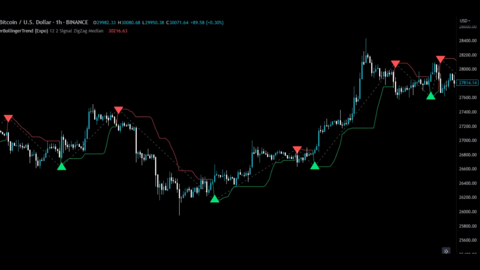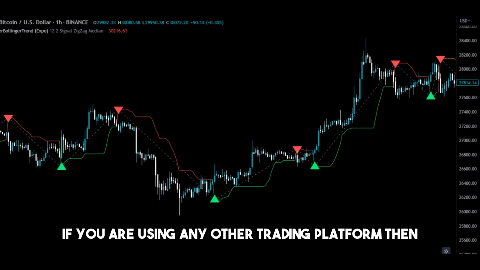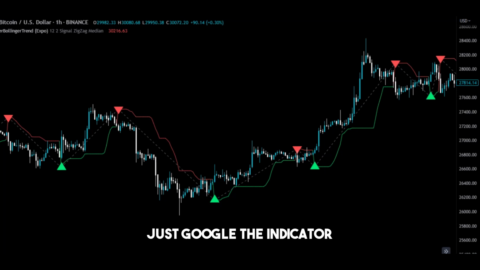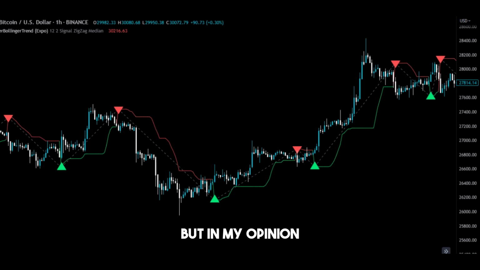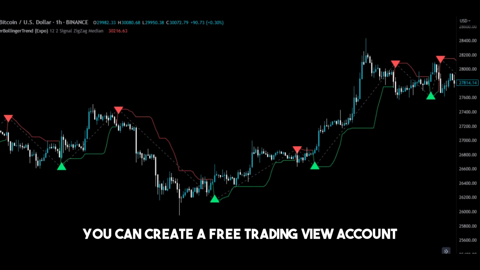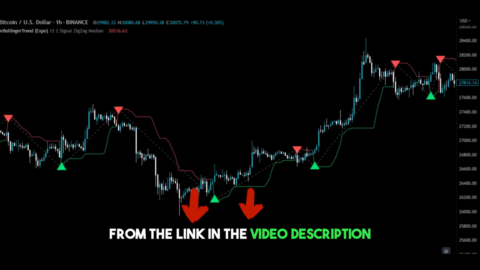This is how the indicator will look. If you are using any other trading platform, then just Google the indicator and download it for your particular trading platform. But in my opinion, using TradingView is much easier. You can create a free TradingView account from the link in the video description.